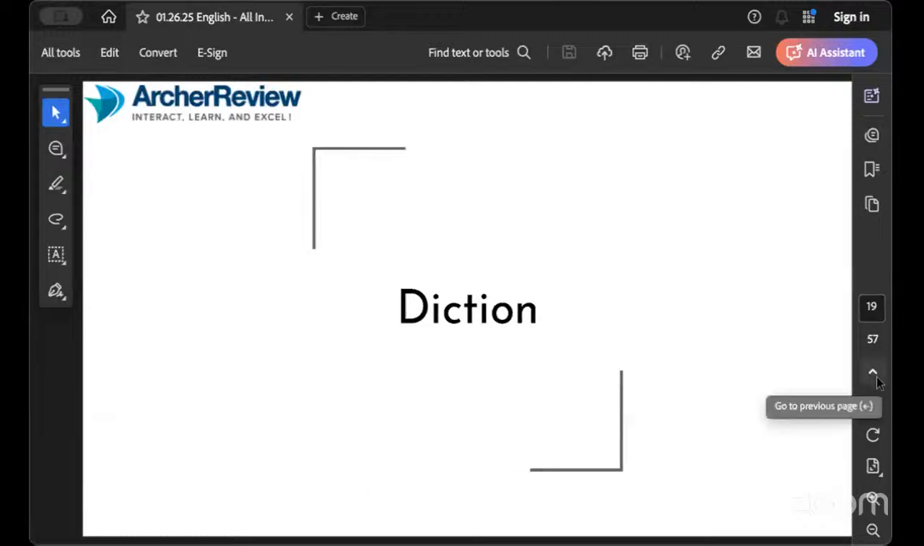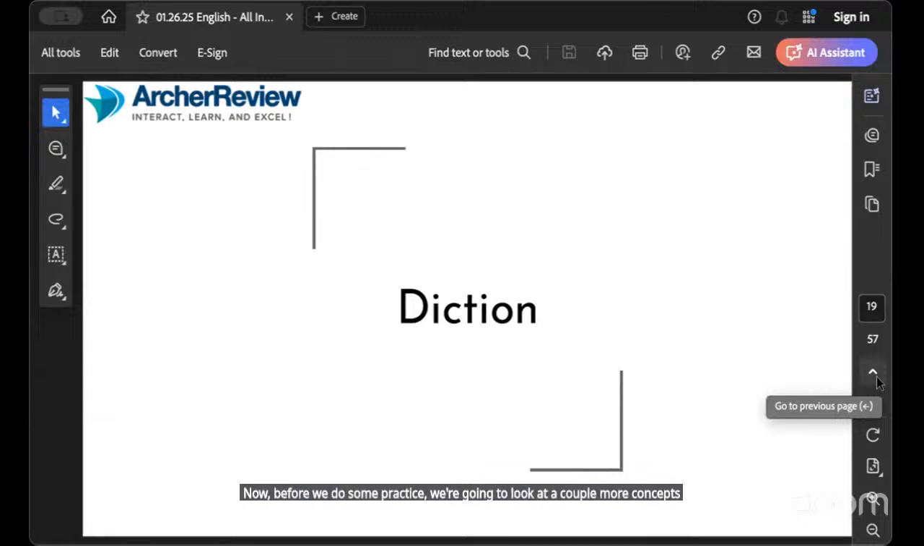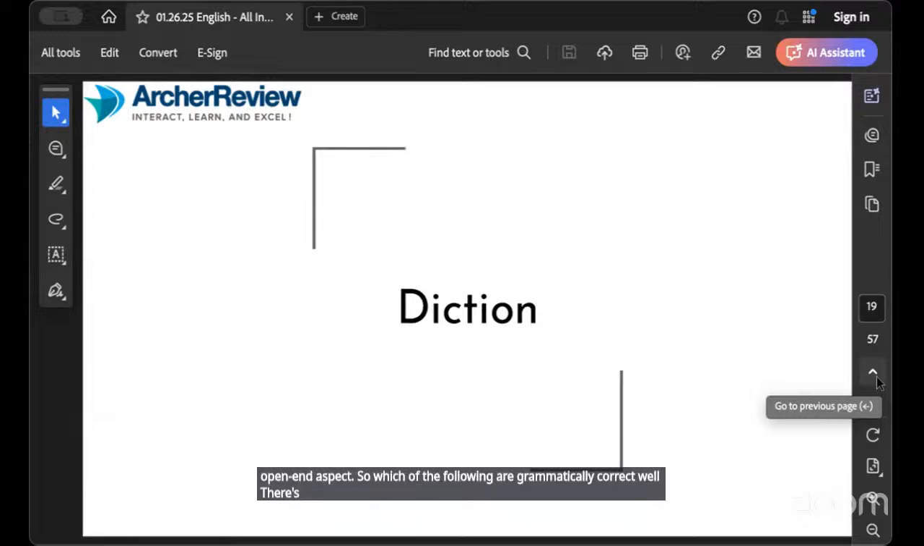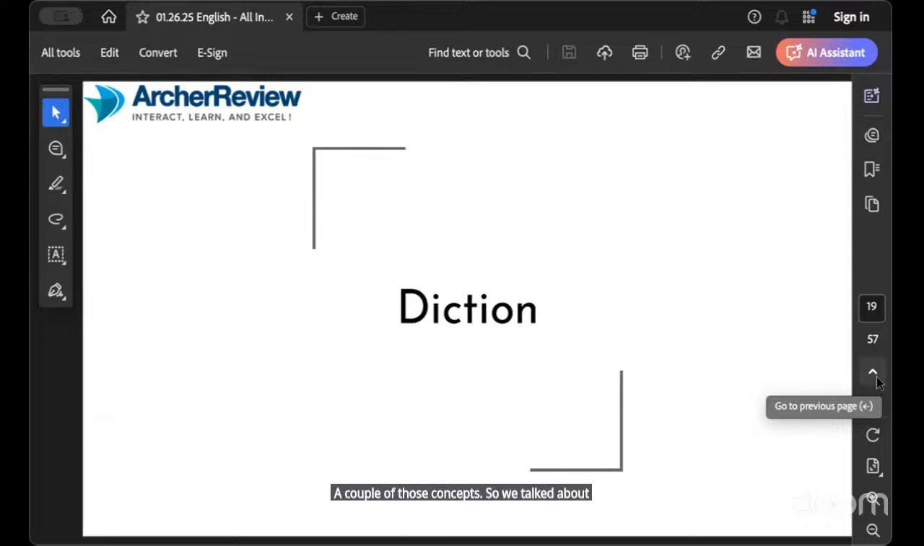Before we do some practice, we're going to look at a couple more concepts because, remember, these are aimed at more of those questions with the open-ended aspect, like, which of the following are grammatically correct? There's a lot of different things you have to look for in those types of questions, so we're going to take a look at a couple of those concepts. We talked about verb tense. Another would be diction. What is diction?